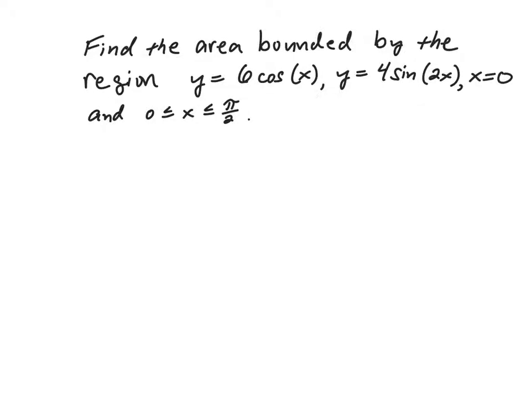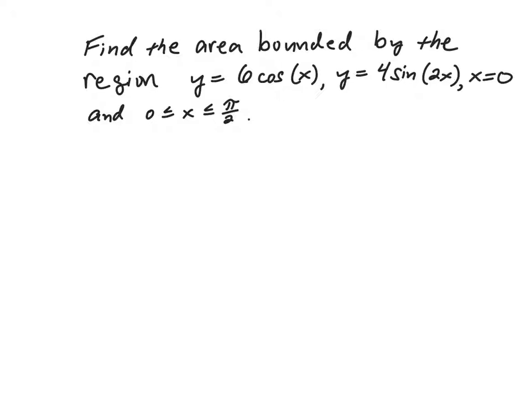Hello students. In this lesson we're going to find the area between two curves. The area is bounded by this cosine function here, which has an amplitude of 6, and the sine function, which has an amplitude of 4, and then has this frequency here too. So this is going to double the amount of oscillations within one period. And then this x is going to be in the first quadrant, so it's going to be between 0 and pi over 2.